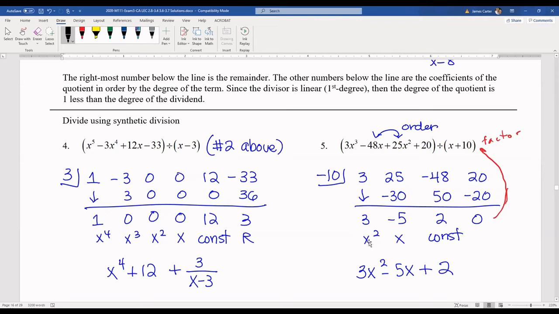And what have we got left? Well, x squared plus x plus, 3x squared minus 5x plus 2 is what this divides down into. So what that's saying is that this value times x plus 10 equals this value up here.